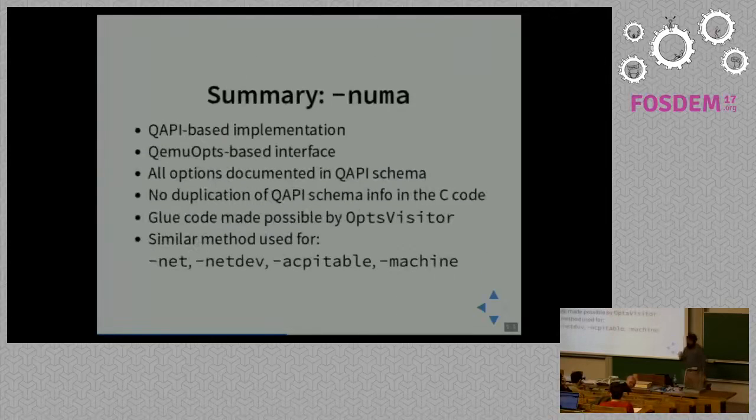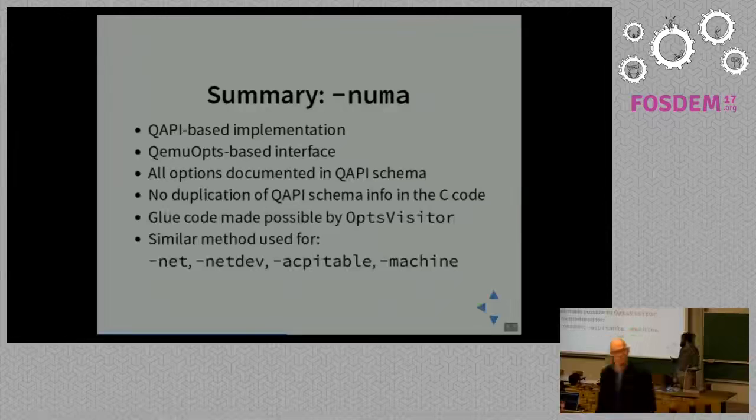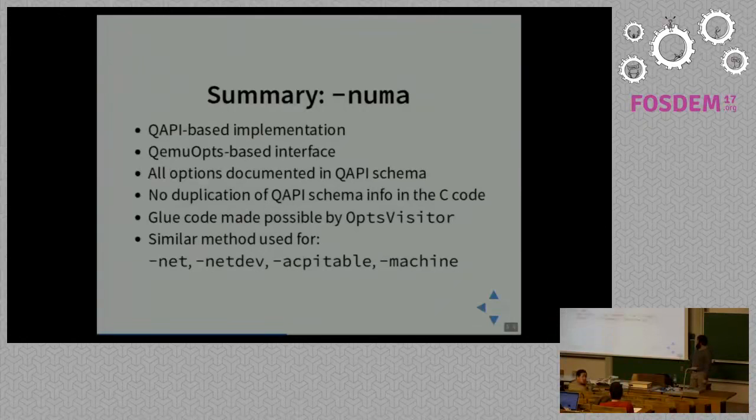So let's summarize this case. NUMA is fortunately one case where things are working as they should, because all the options are specified in the QAPI schema, and there's no duplication. There are no options declared in both the QemuOpts declarations and the QAPI schema. And this is made possible by the opts visitor helper. Other command line options that are very similar are -net, -netdev, -acpitable, and -machine. So this is basically an example where things are working. We can make sure that QemuOpts and QAPI work together.